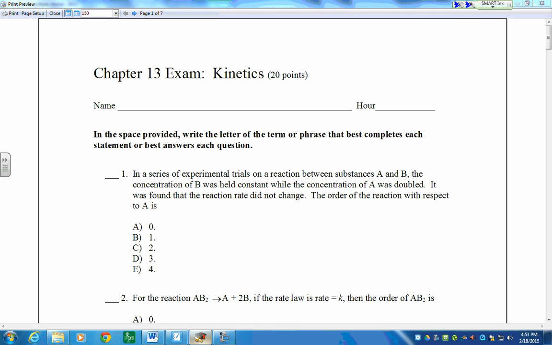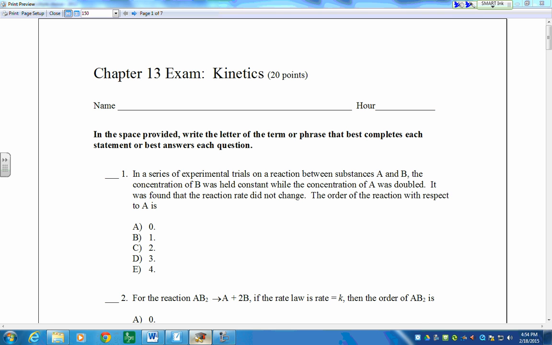In a series of experimental trials on a reaction between substances A and B, the concentration of B was held constant and A was doubled. It was found that the rate did not change. The reaction rate did not change. What is the order of the reaction with respect to A? Now, when you guys actually took this, I noticed that you were almost paralyzed. There were too many words. So let's pull this apart.